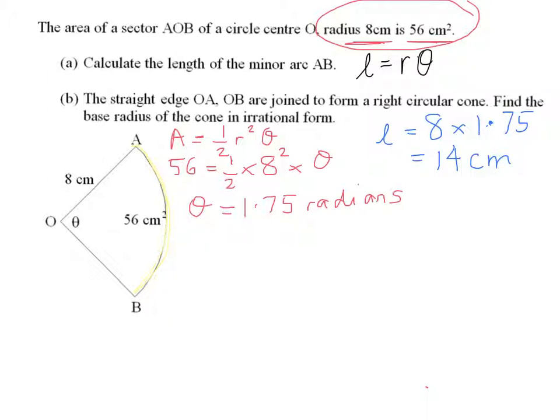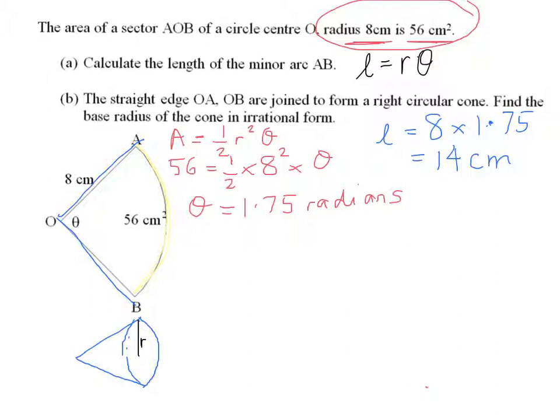Alright, then part B is saying the straight edges OA and OB are joined to form a right circular cone. So similar to the example we had in the last lesson. So they're curling around to make this cone here. And then that will be the new radius. Then find the base radius of the cone in irrational form.